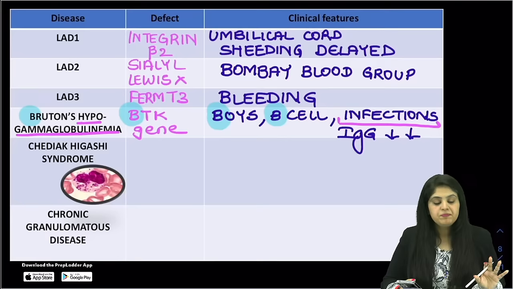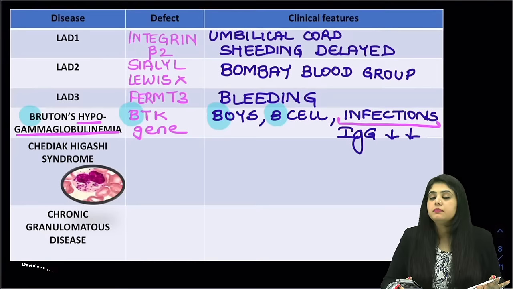Dr. Dark Knight, yes. Factor 13 deficiency also causes umbilical cord bleeding. You are perfectly correct on that.